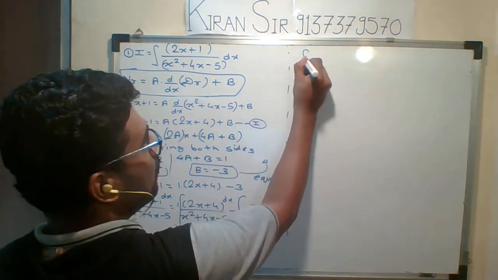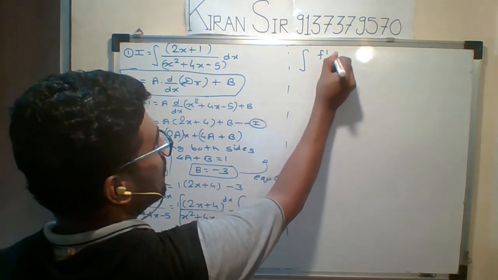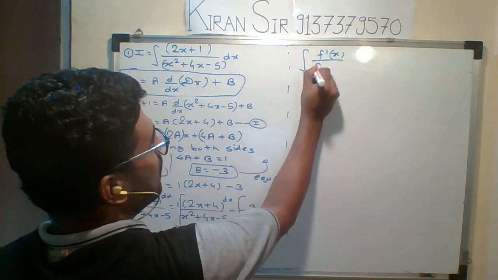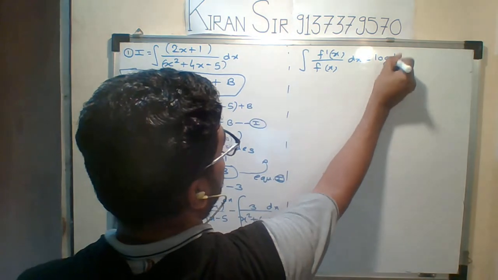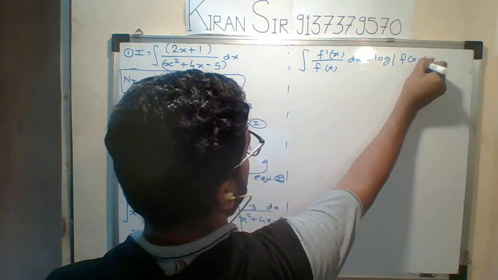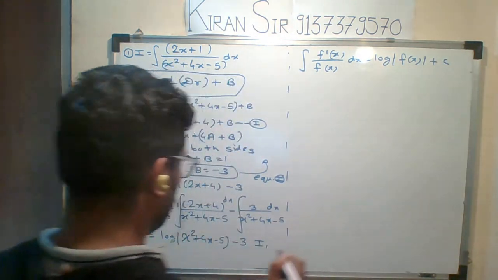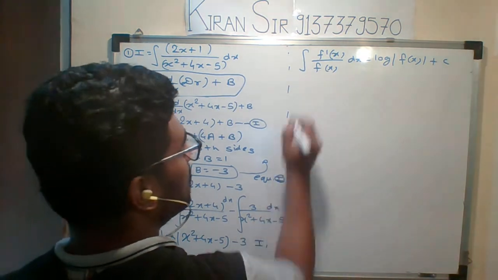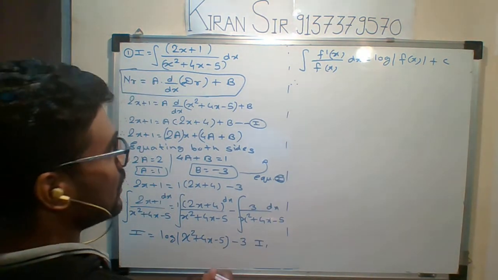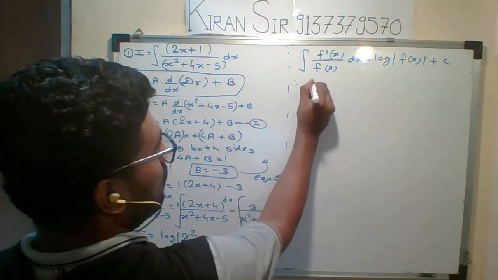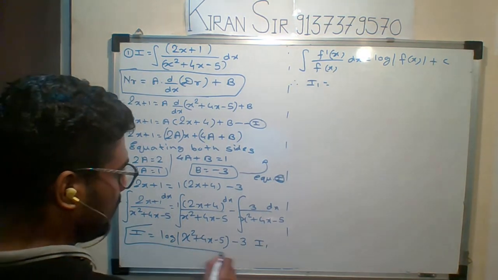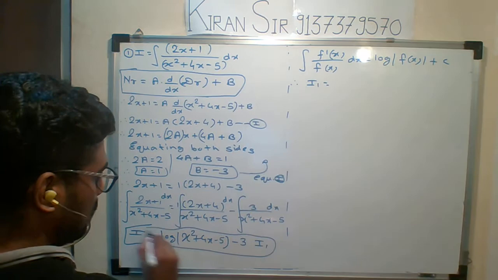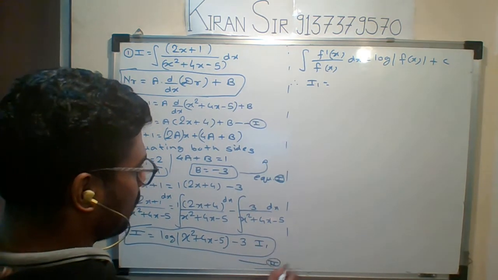And you know which formula I'm going to apply: the integral of f dash of x upon f of x dx equals log of f of x plus c. In this answer we applied the formula. Now I'm going to find I1. This is equation number 2. We will find I1.